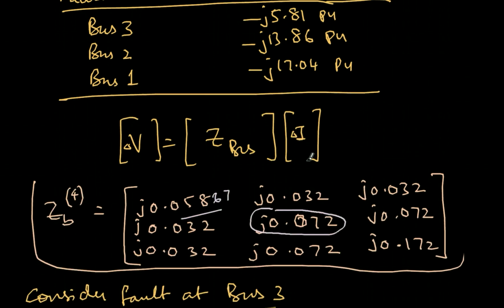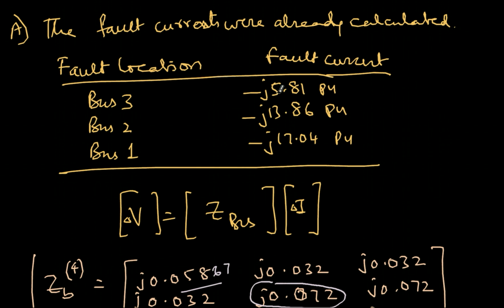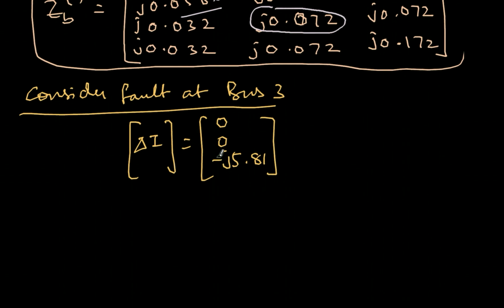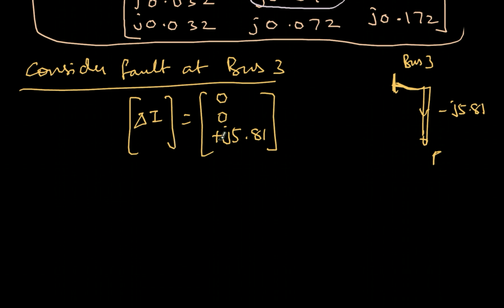The current being extracted out of bus 3 is minus J 5.81, so the current being injected into the bus should be the negative of that. So this is bus 3, and I have a fault, and the current going into the fault is minus J 5.81. That means the current being injected into bus 3 will be J 5.81. So that is delta I. But don't worry about this sign, because we can always correct it later, because we know the voltages will reduce. So now what is delta V?